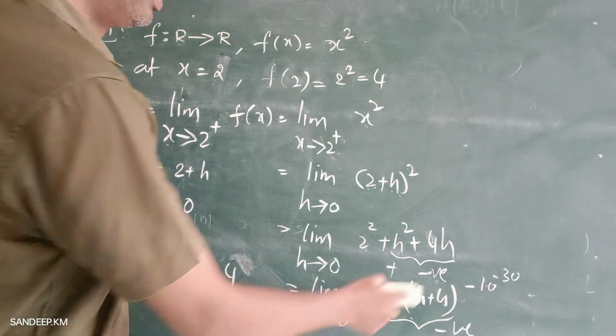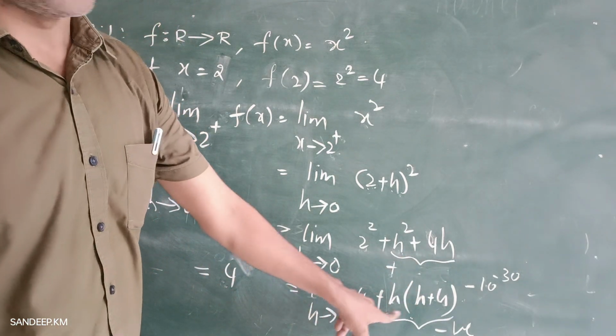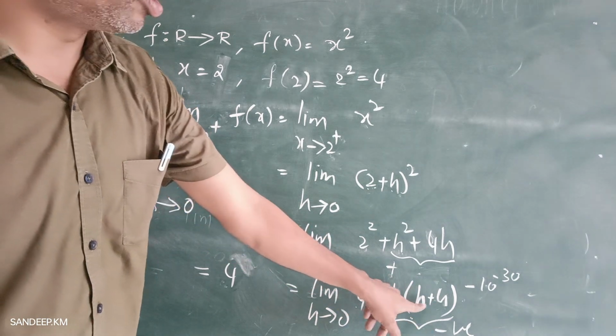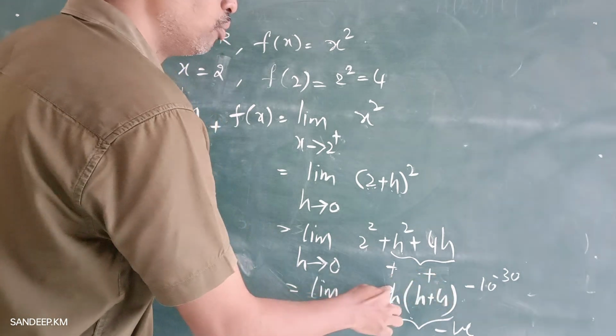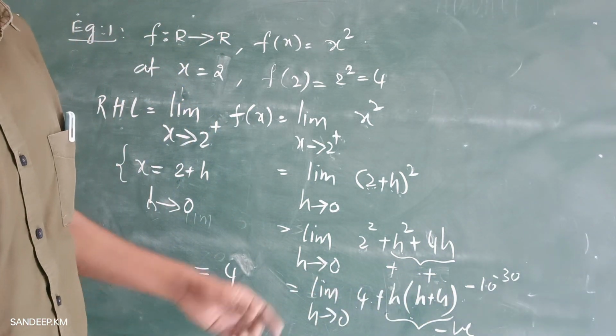Then dear students, h is positive. h plus 4 is also positive. Positive plus positive is also positive. So positive into positive. And particularly what type of value?